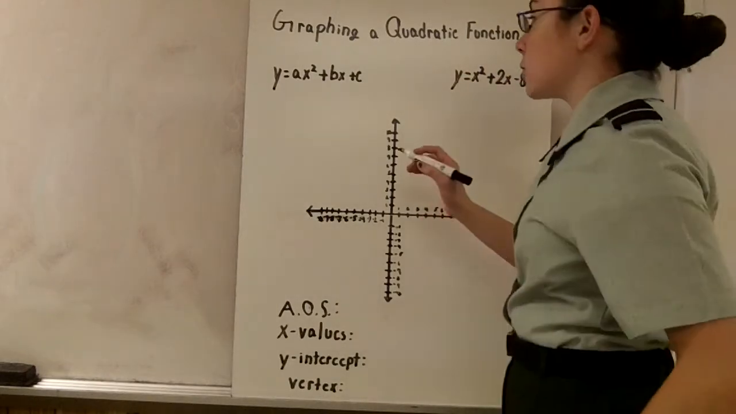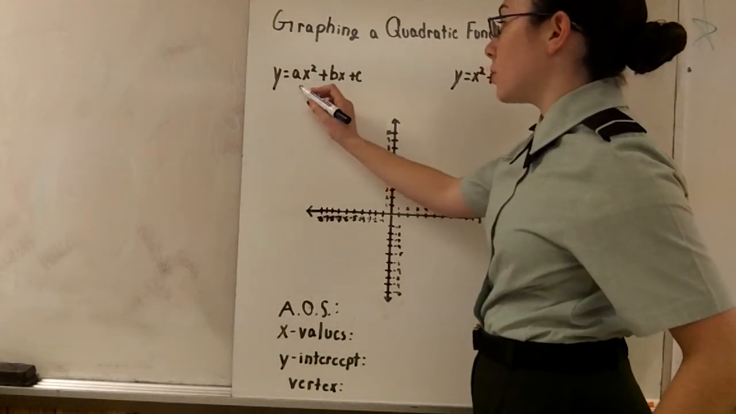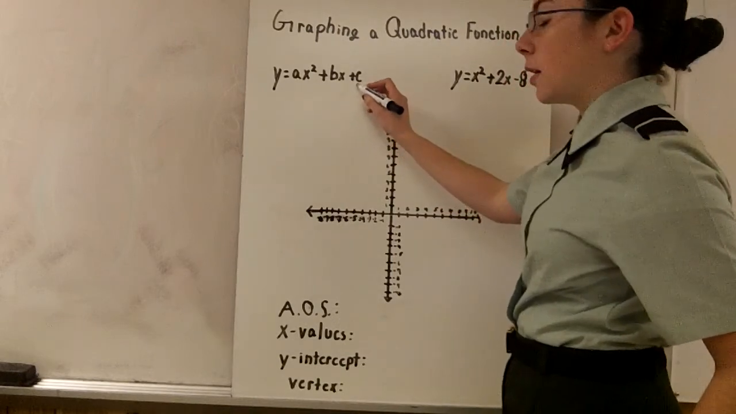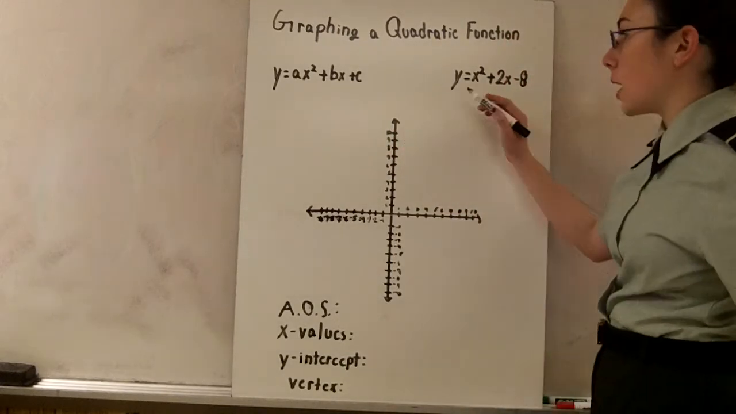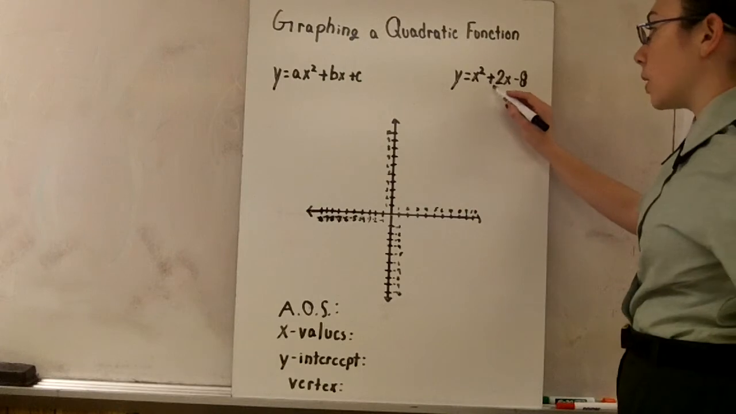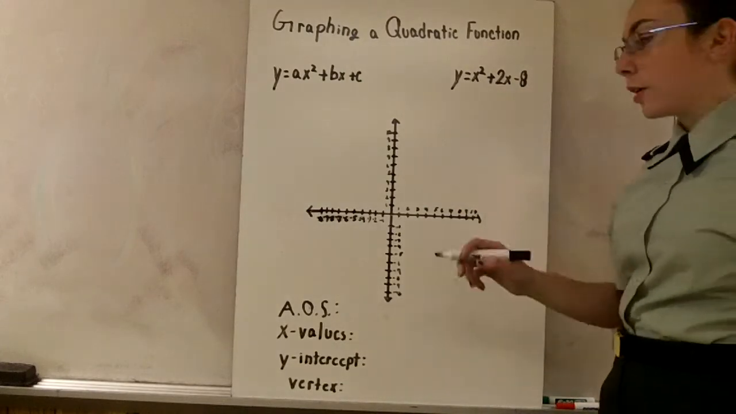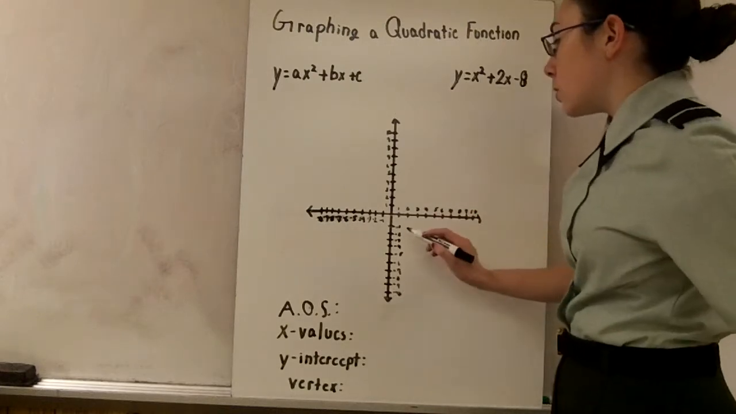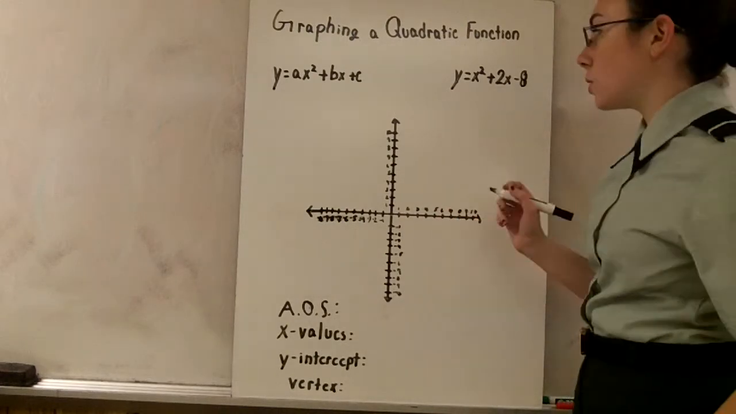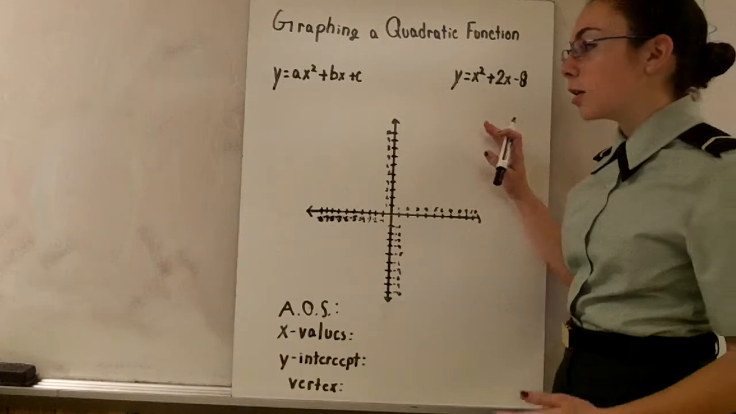Now, a quadratic function in the form is y equals ax squared plus bx plus c. So the one we're going to be looking at today is y equals x squared plus 2x minus 8. Now, the first thing we want to do when graphing a quadratic function is to do the x-intercepts first. So to do that, we have to factor it first.